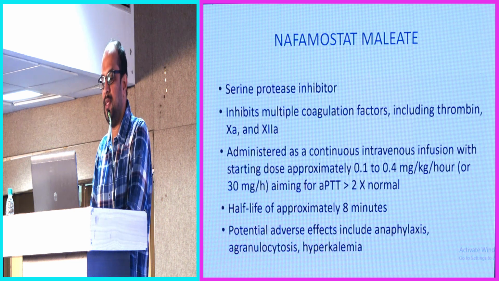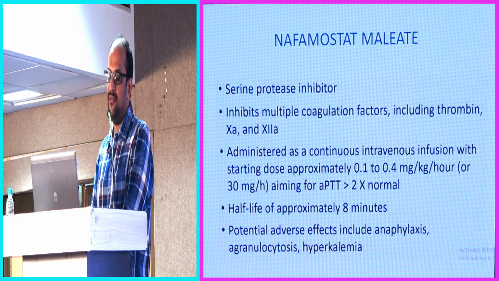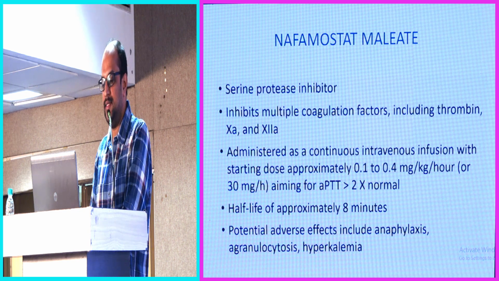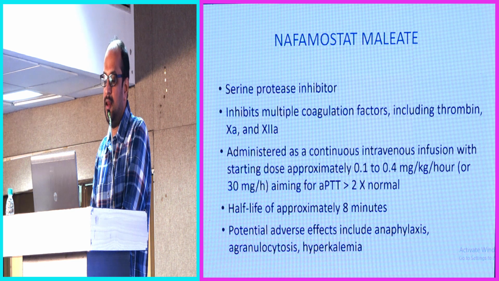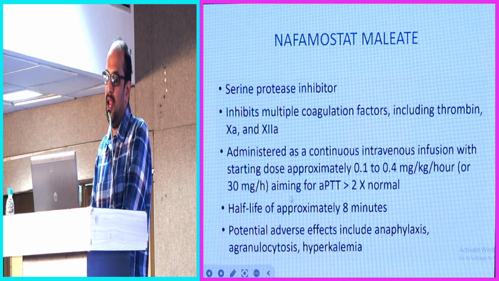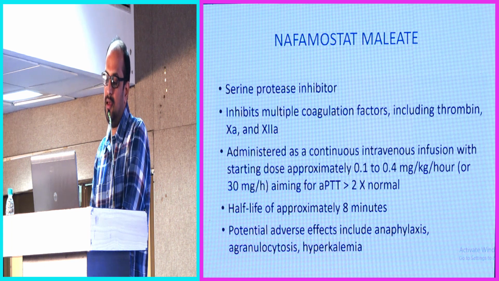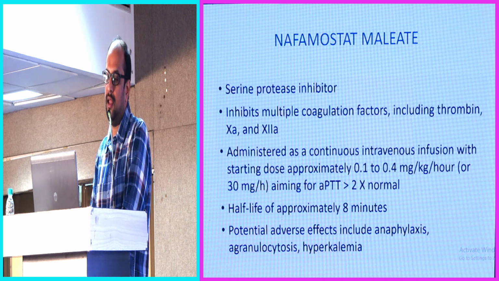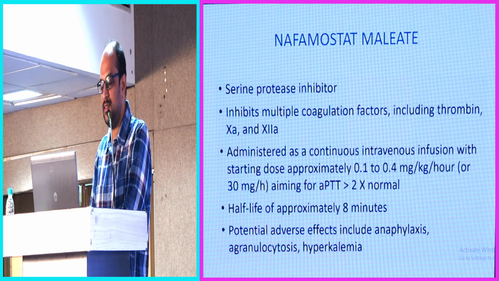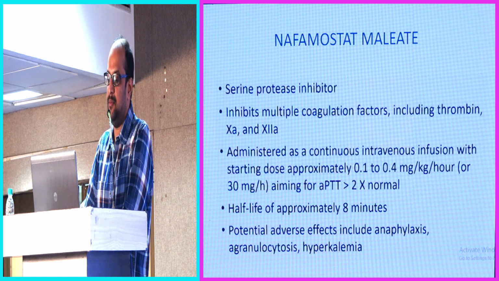And this is the newer promising molecule, which is currently used as a default anticoagulation method in Korea and Japan, and it's a serine protease inhibitor. It inhibits multiple coagulation factors including thrombin, 10A and 12A. It can be given as a continuous intravenous infusion, and we may need to monitor APTT and try to keep it more than 2 times the upper limit of normal. It has a half-life of only 8 minutes, so if there is any bleeding tendency or any chance of anaphylaxis, we can just stop the drug and reverse its effect. The documented side effects with this drug are anaphylaxis, agranulocytosis and hyperkalemia.